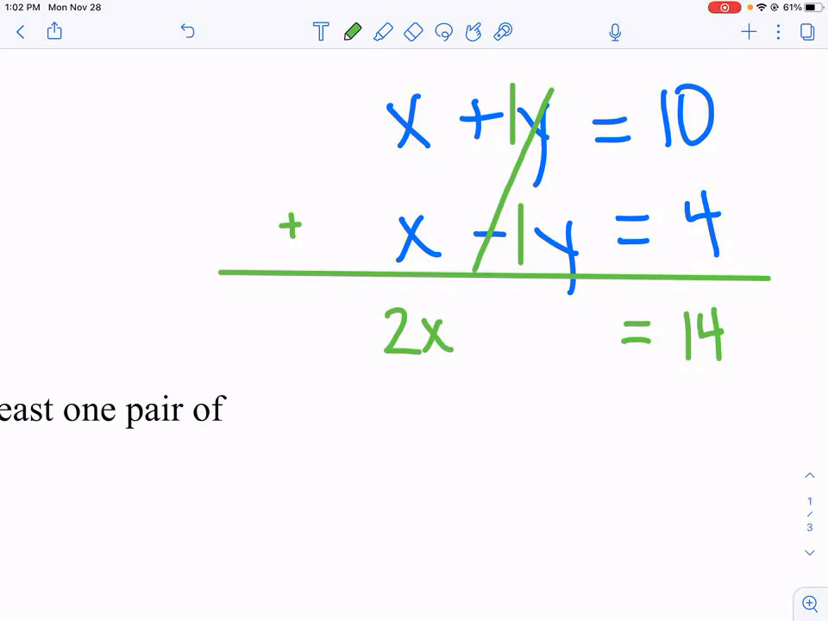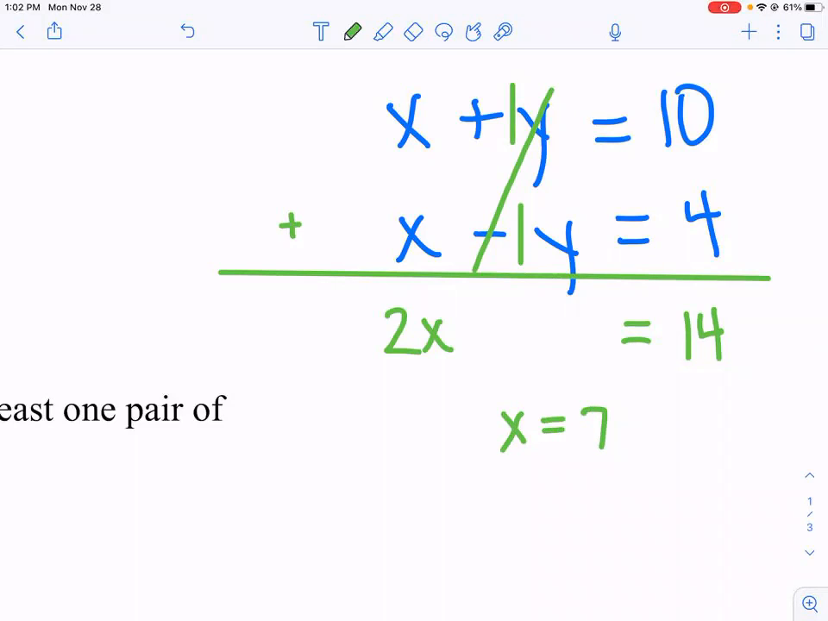Because my y's were opposite, when we added them together, they canceled out. And I only have 2x equals 14. What's x? 7. Well, that's nifty. No way. Okay. She did it. I am so mesmerized.